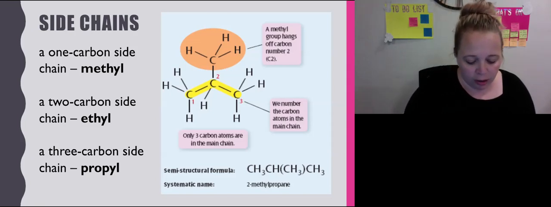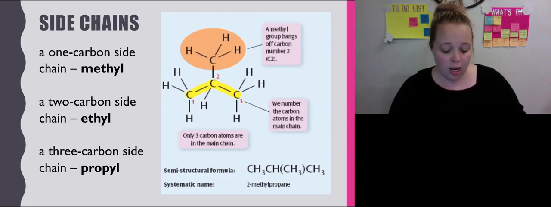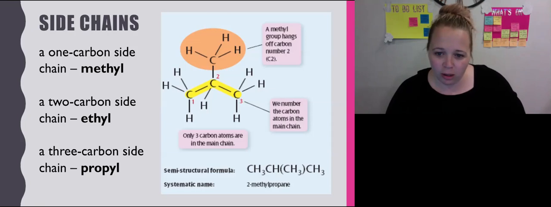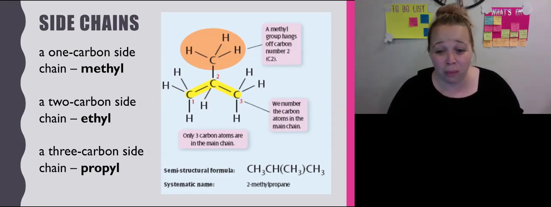Then you identify the location of the side chain, so which carbon number it's attached to, and then any branches have to be written in alphabetical order. So ethyl comes before methyl, and methyl comes before propyl. So it's not done in order of size, it's done in alphabetical order when we add those branches.